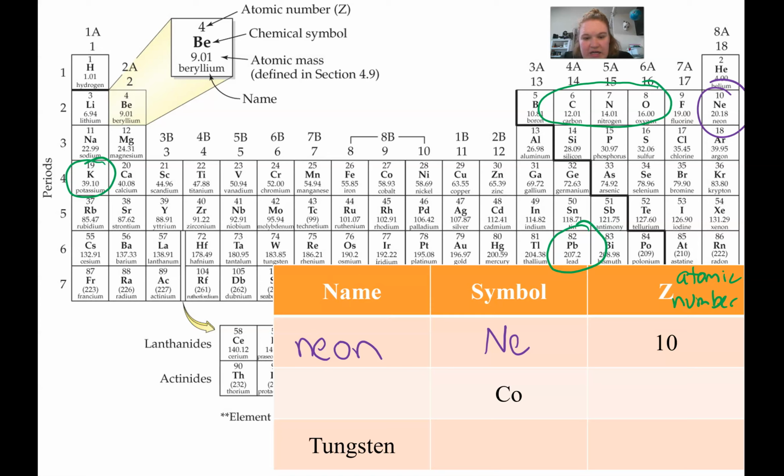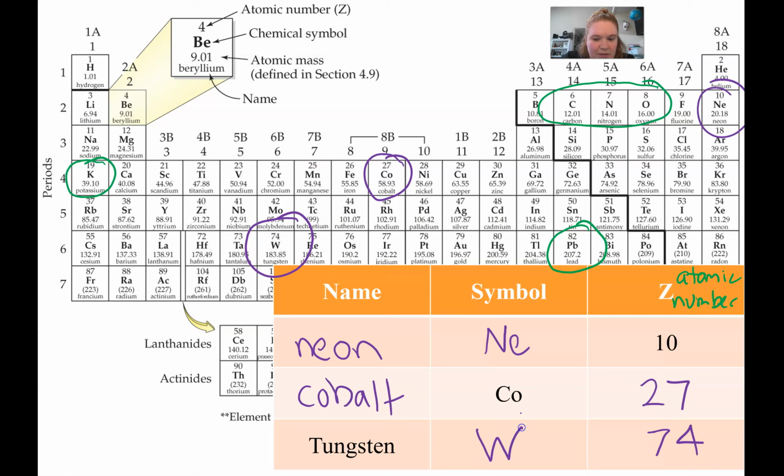We know that Co, we can find it right there, is cobalt, and we can see from our periodic table that its number is 27, so 27 protons, an atomic number of 27. And then the last one on the list is tungsten, and tungsten is right here. Tungsten is number 74 on the periodic table, and its symbol is a W.